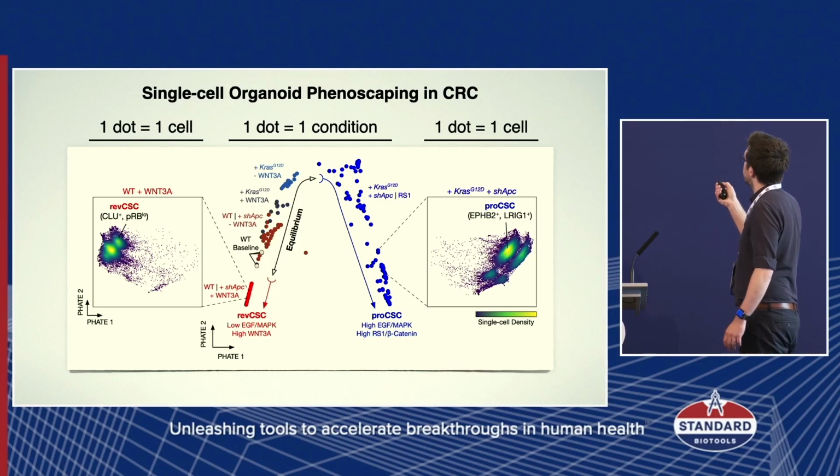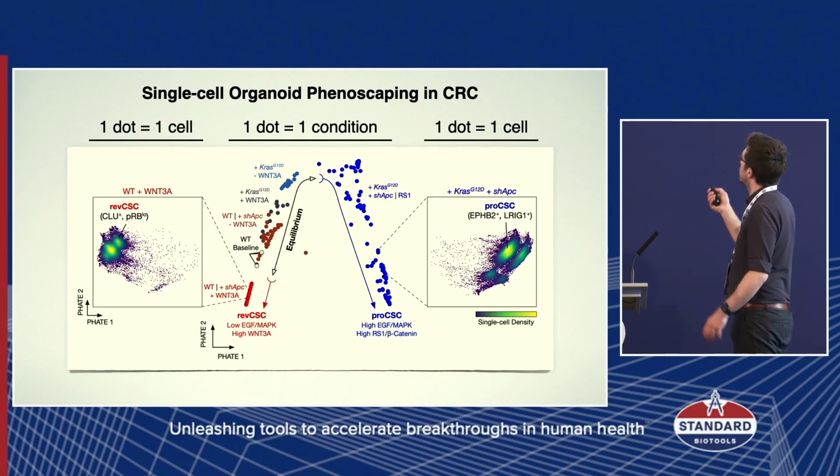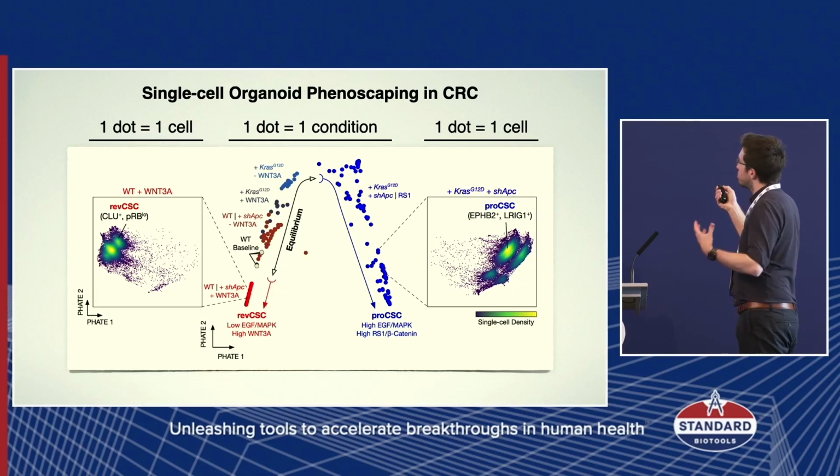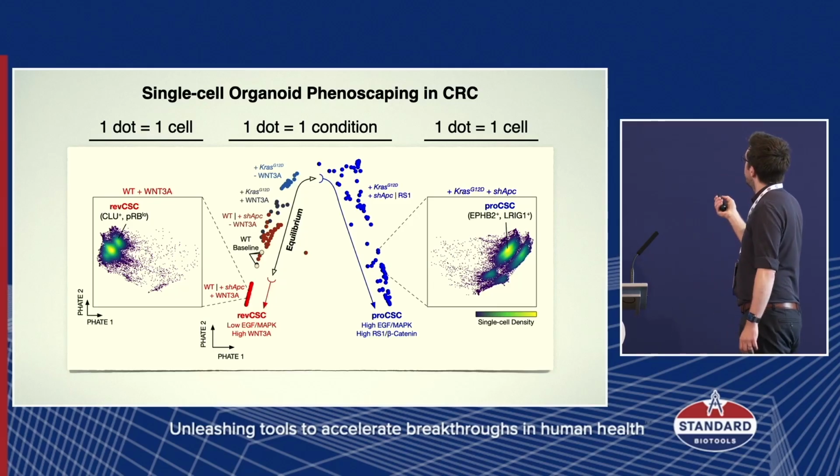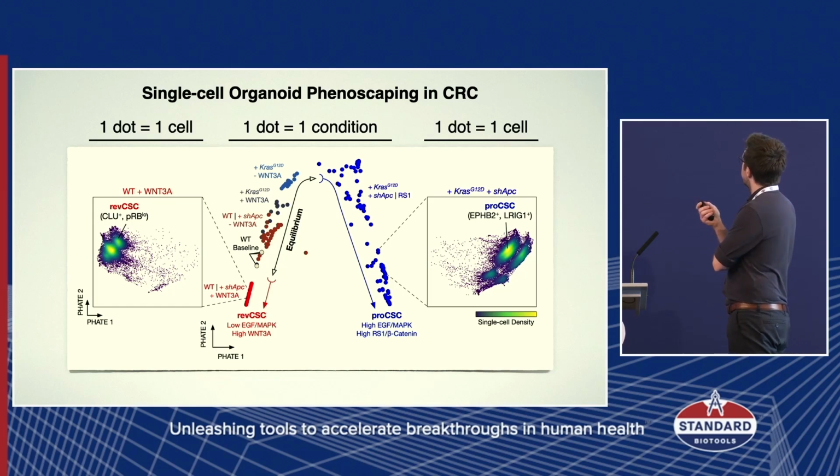And then when we have KRAS and APC, which are the 2 major driving mutations in colorectal cancer, or R-spondin, which phenocopies the same signaling pathway, we get to what's called a proCSC state, so it's proliferative colonic stem cell, like a classic cancer stem cell. And we know what's happening with signaling here because we're measuring lots of PTMs, so it's high EGF, MAP kinase, PI3 kinase signaling, with lots of beta-catenin Wnt signaling.